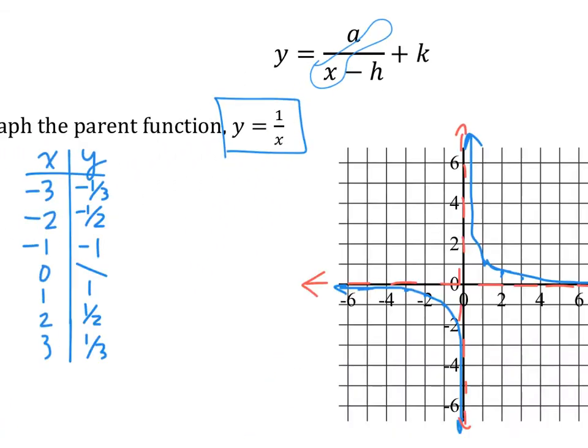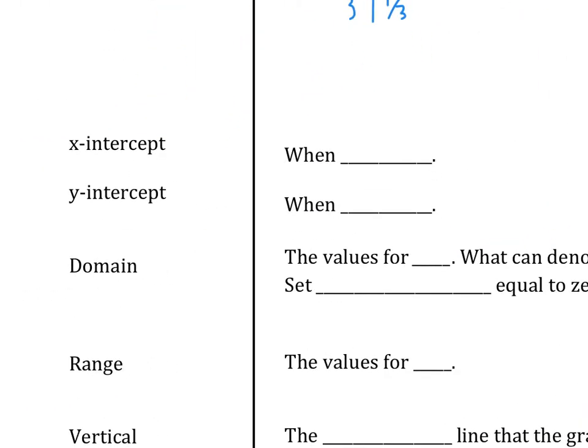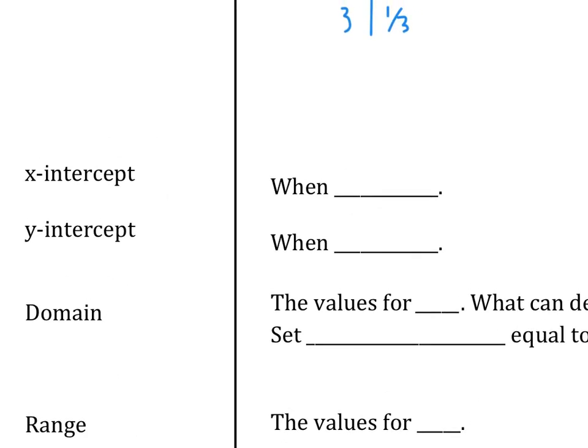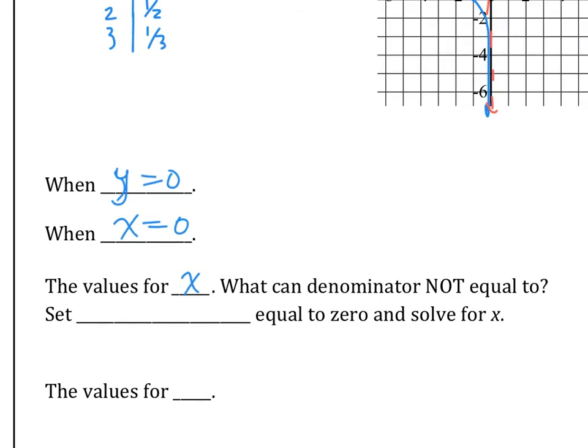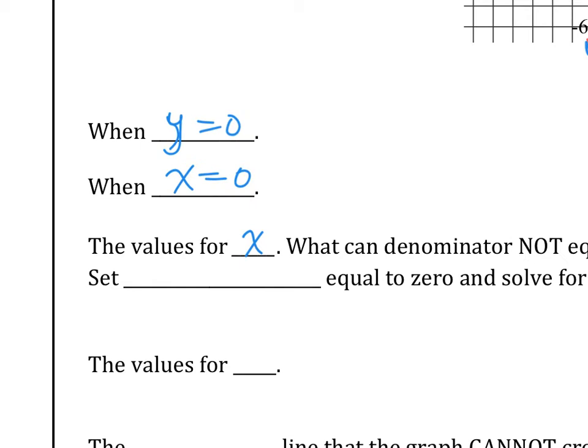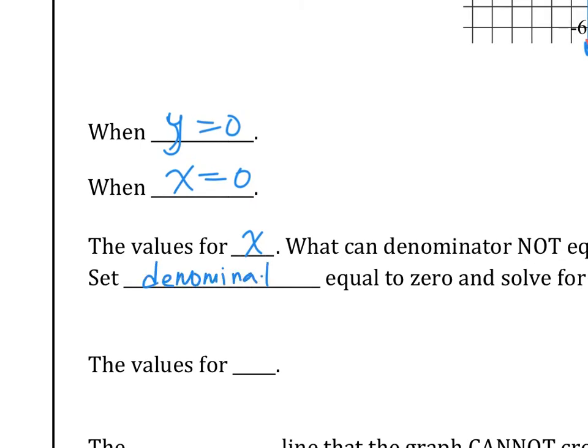Okay, so now let's go ahead and redefine some of these. X-intercept is when what happens? Yes, y equals 0. And y-intercept is when x equals 0. Domain means what? The values for x. Or we can say, what does the denominator not equal to? So we've talked about this for about a week now, right? What does the denominator not equal to? That's the domain problem. So what you're going to do is just remind yourself to set the denominator to 0 and then solve for x.